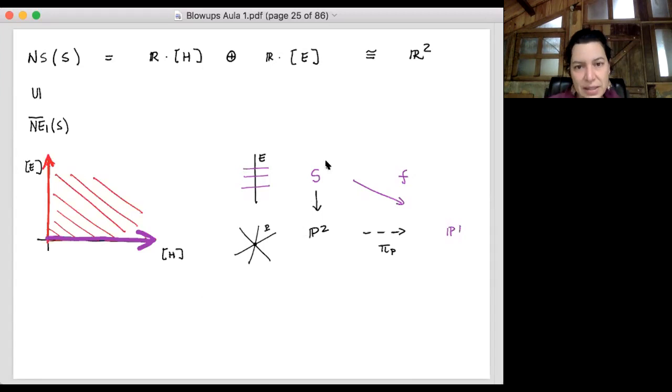And notice that this projection F, the map induced by the projection from P, contracts precisely the strict transforms of the lines to the different points of P1. So again, the only curves that are contracted by this morphism are those curves whose class lies in the ray generated by H. So again, this is what we call the contraction of an extremal ray.